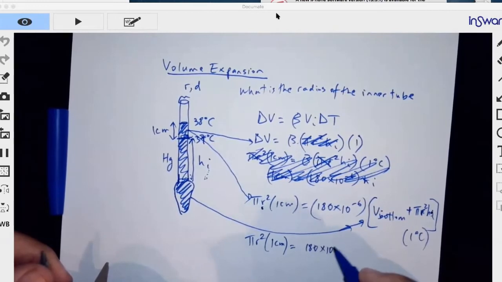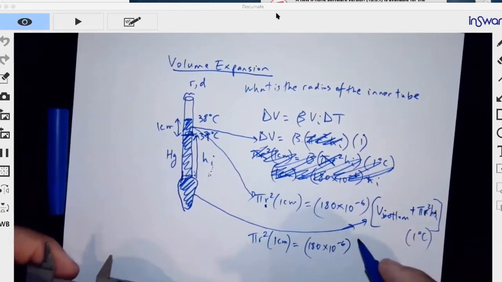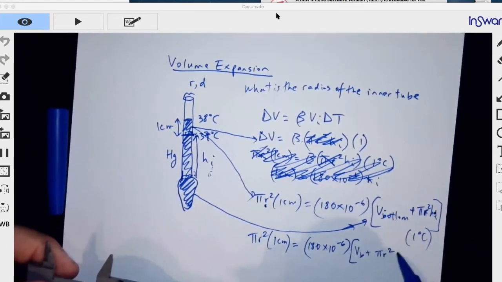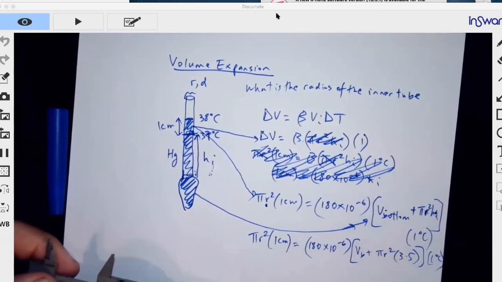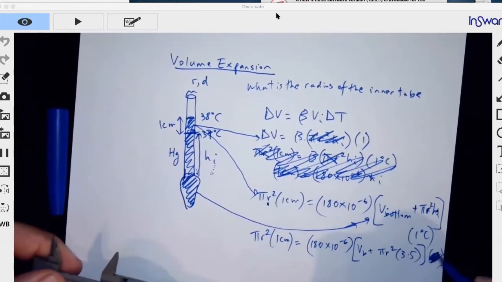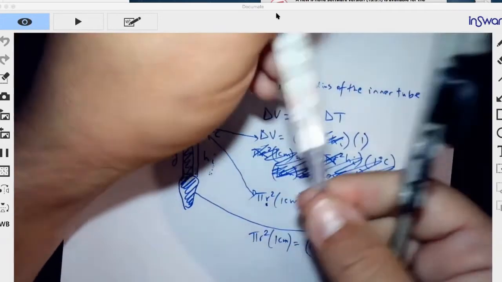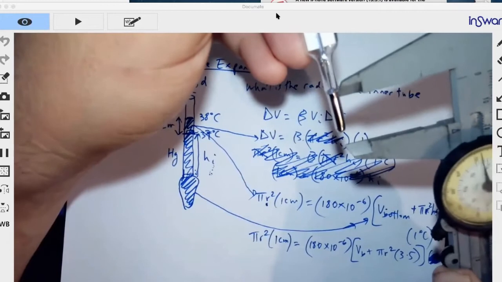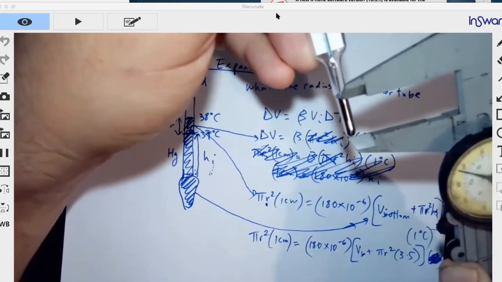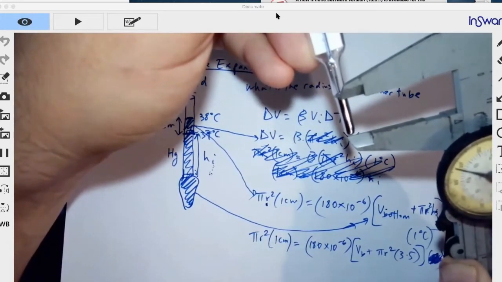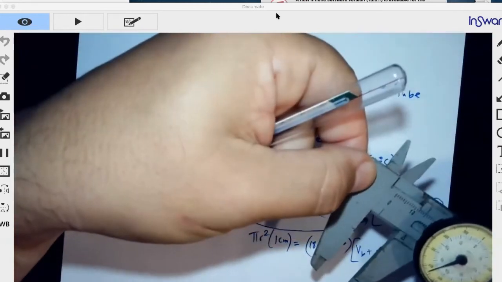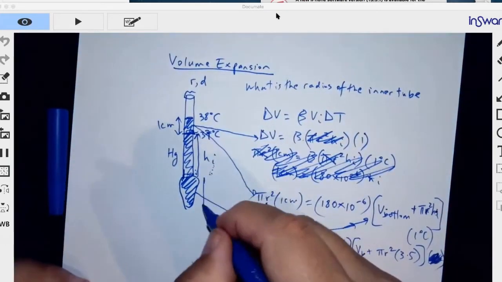180 times 10 to the minus 6, V bottom plus pi r squared times 3.5 centimeters times 1 Celsius. So the one we don't need anymore. Okay, how do we find V bottom? We would have to calculate the distance from here to here. So that's about 1.5 centimeters from here to here.